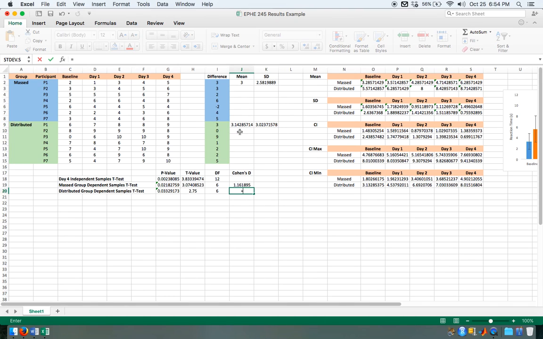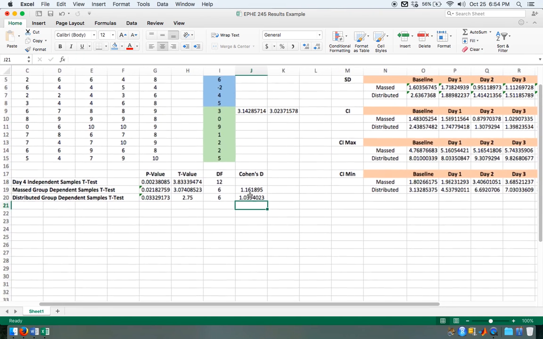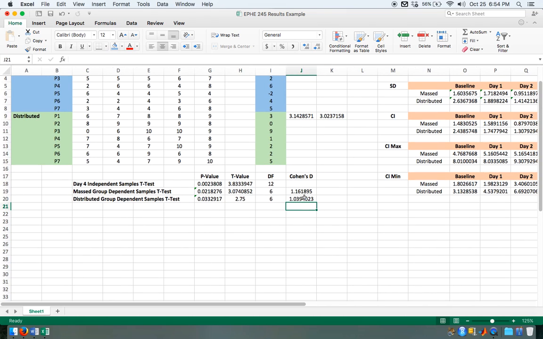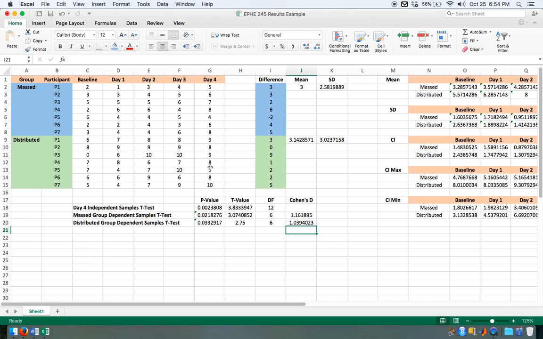And then we're going to equal this mean divided by standard deviation. So for the distributed group, it's 1 standard deviation higher. So day 4 is 1 standard deviation higher than the baseline. So what that means is that both groups improved, as we see here, but this group actually improved a little bit less.